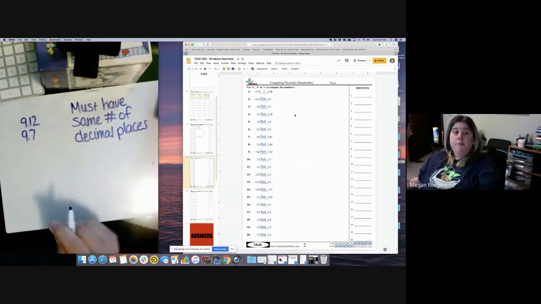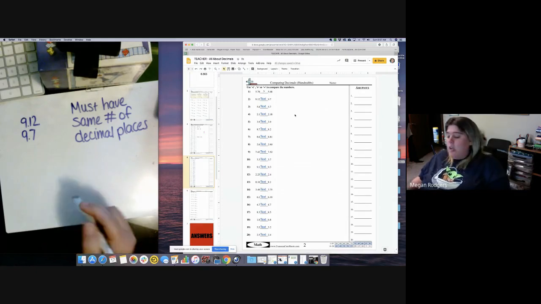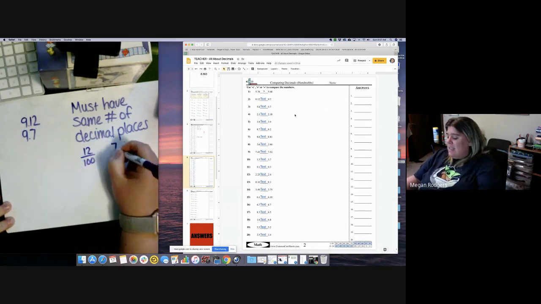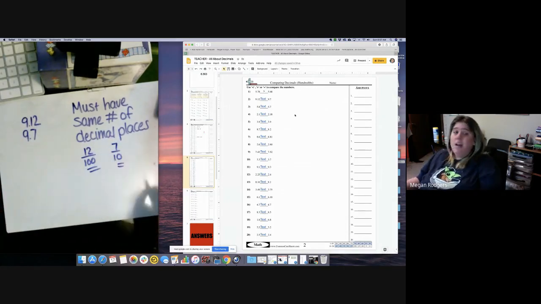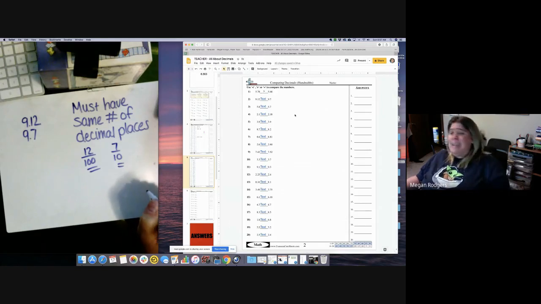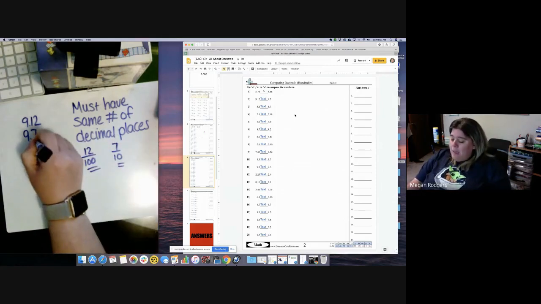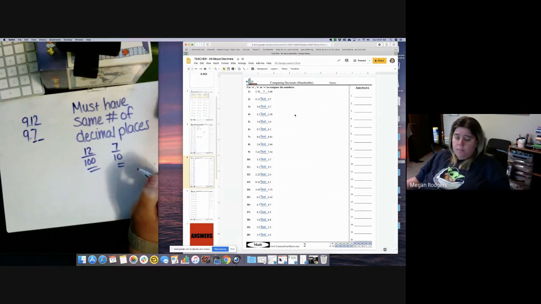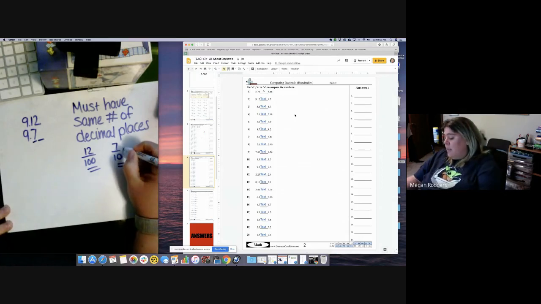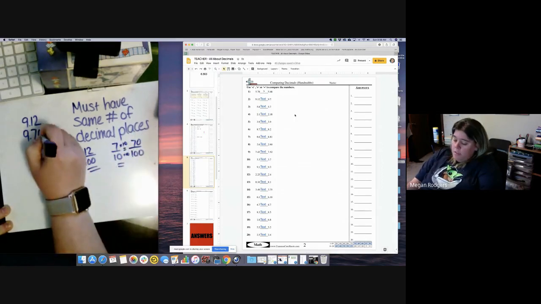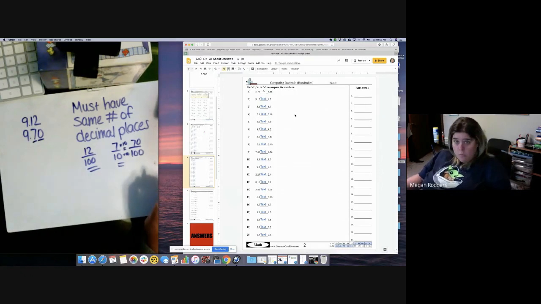Remember how when we compared fractions, we said you had to have the same denominator? Well, let's think about that. That one says it's 12 100ths. This says 7 tenths. Those are not the same denominators. I can't compare them like that. In order to compare these, I have to make them both have the same number of decimals. If we were doing this in fractions and we wanted to convert this to hundredths, we would multiply both the top and bottom by 10. So essentially, you just get to fill in placeholder zeros.